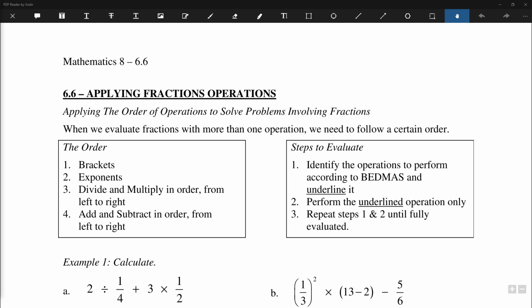Hello everyone, so today we're going to go over section 6.6, applying fraction operations. We will be applying the order of operations to solve problems involving fractions, and once again that is brackets and then exponents, dividing and multiplying in order from left to right, and then adding and subtracting in order from left to right. And we usually use the mnemonic device, BADMAS, to help us remember the order of operations. So let's look at some examples.